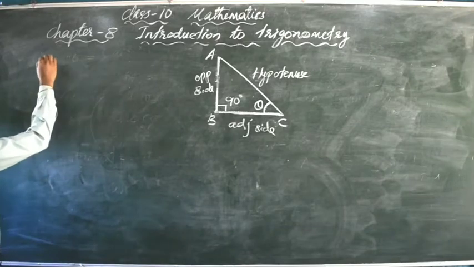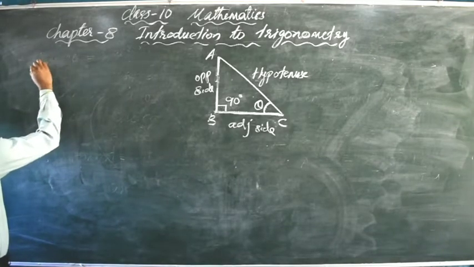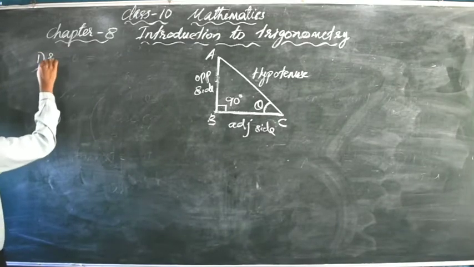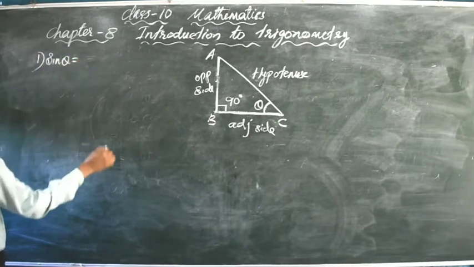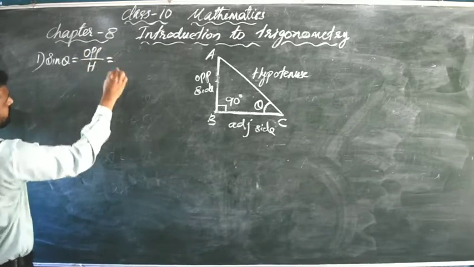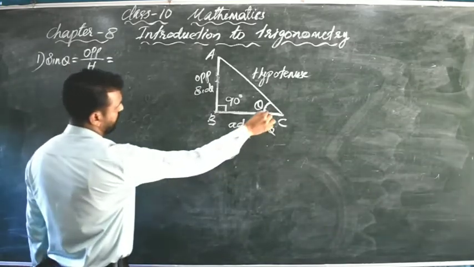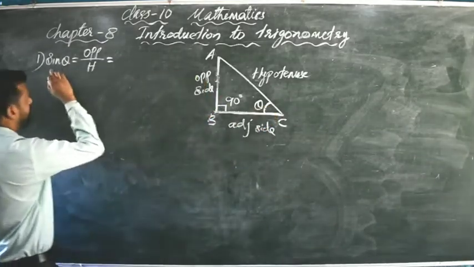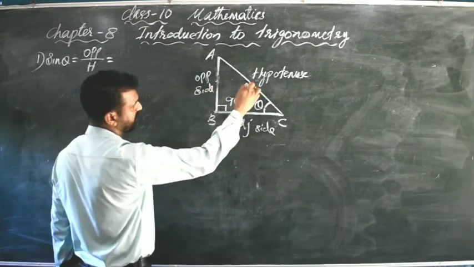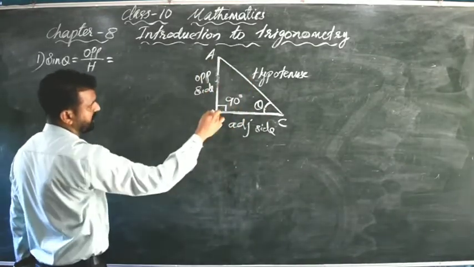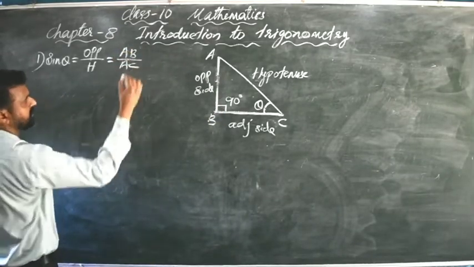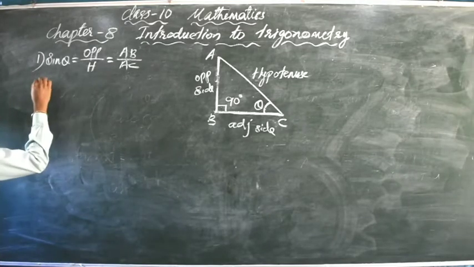Then we have already defined sin theta, cos theta, tan theta, cosec theta, sec theta and cot theta. First one is sin theta. Sin theta is equal to, what was the ratio? Opposite side divided by hypotenuse. Sine of angle theta is equal to opposite side divided by hypotenuse. Opposite side we can write AB divided by hypotenuse, that is AC.